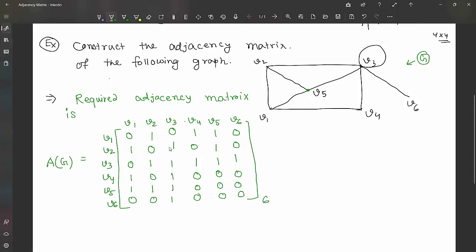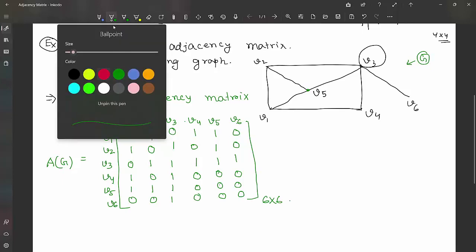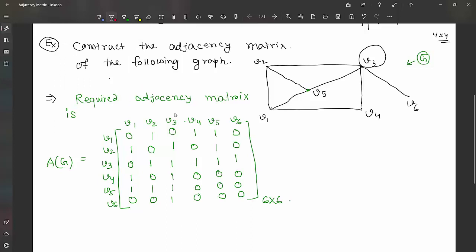So this is a 6 cross 6 matrix, and this is the adjacency matrix. Now here you can also make some immediate observations from this matrix. If you see this row, you can see that the number of ones in a row represents the degree of the vertex. So here the degree of V1 is 3. Then the degree of V2 is also 3, and then the degree of V3 is 1, 2, 3, 4 and 5.